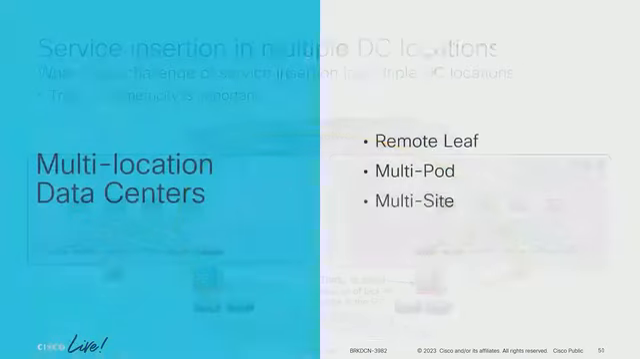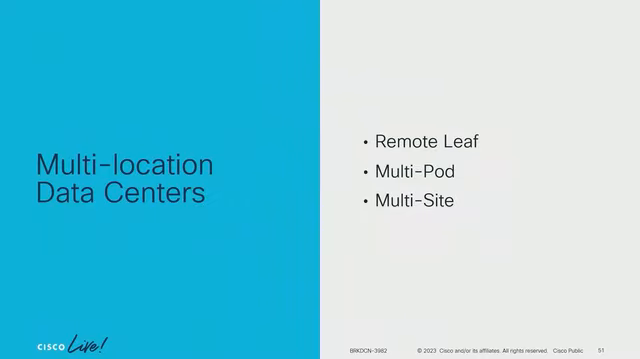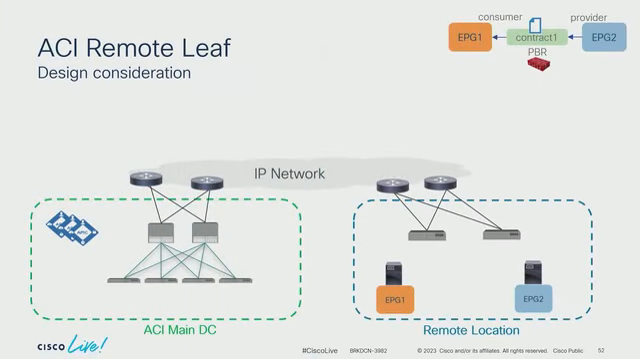So I'm going to explain how ACI remote leaf, multi-pod, and multi-site can solve this challenge. Let's start with remote leaf. In the case of remote leaf, we have a main location and a remote location. Let's say you have a contract between ESG1 and ESG2.